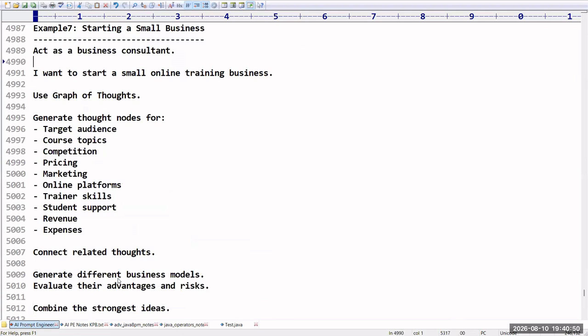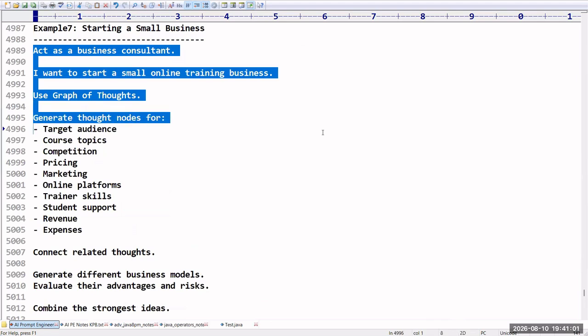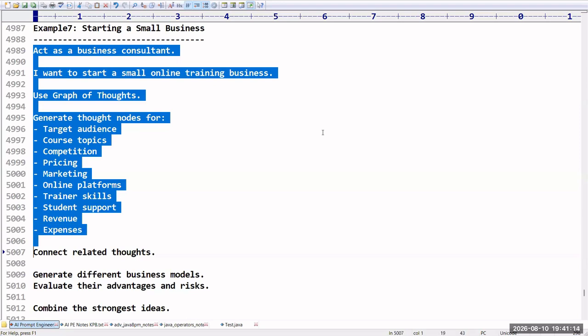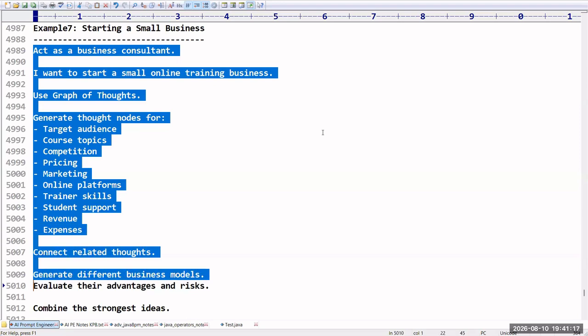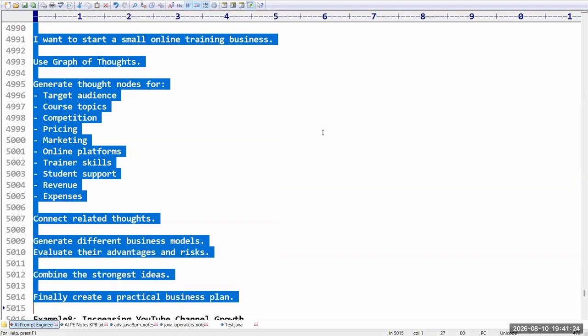Example 7. Sir, I want to start a small business. So act as a business consultant. I want to start a small online training business. Use graph of thoughts. Generate thought nodes for target audience, course topics, competition, pricing, marketing, online platform, trainer skills, student support, revenue, expenses, connect related thoughts, generate different business models, evaluate their advantages and risks, combine the strongest ideas, and finally create a practical business plan.